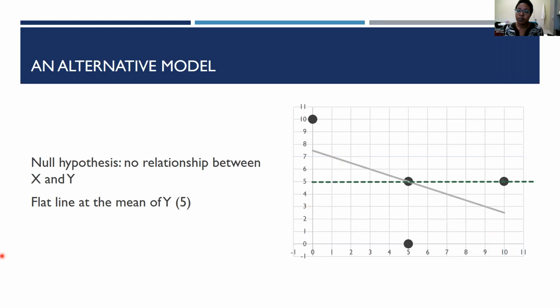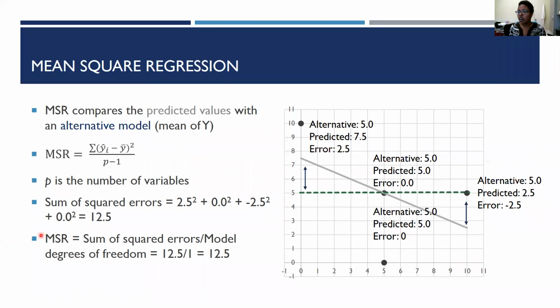Now, if there's no relationship, then the only information we have about this data set is the mean of y, which is what their quiz grade was, right? And we remember that the average quiz grade was a 5. So we can draw a flat line here at this value of 5 to say, okay, in absence of any other information about how much TV they watched or whatever, we can just guess that each person had a quiz grade of a 5.